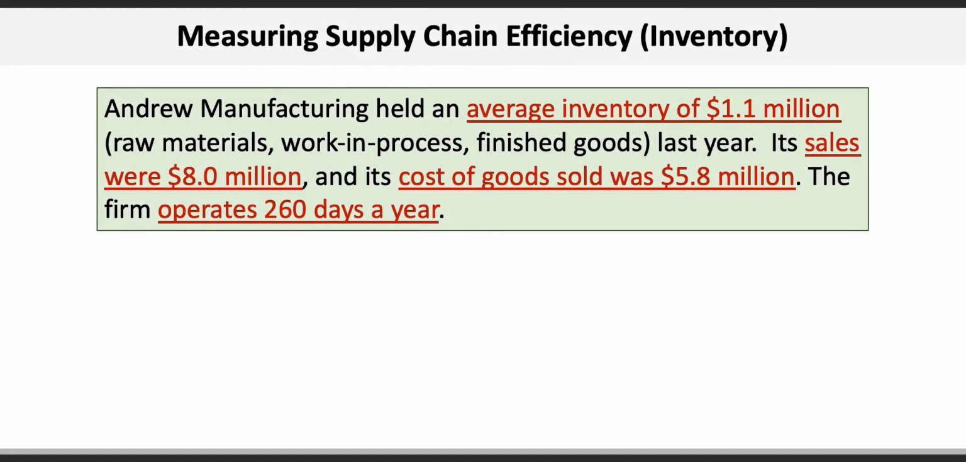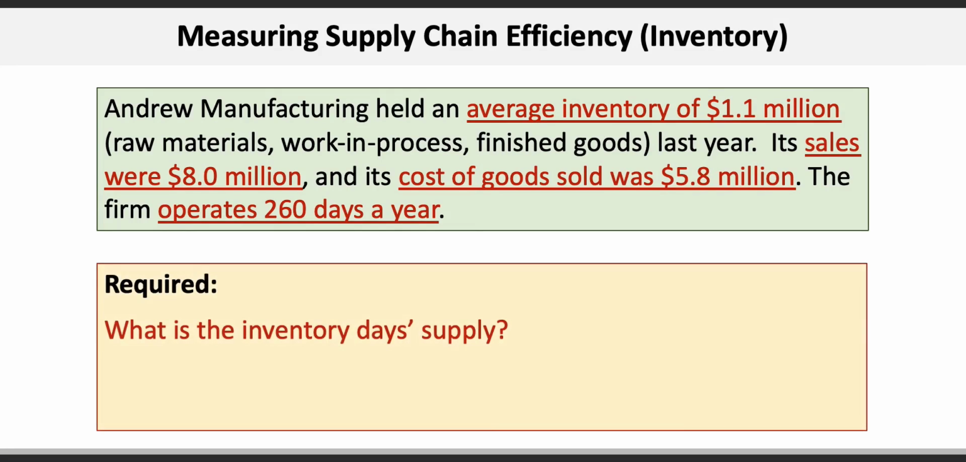Andrew Manufacturing held an average inventory of $1.1 million, and that includes raw materials, work in process, and finished goods over the last year. Its sales were $8 million, its cost of goods sold were $5.8 million, and the company operates 260 days a year.